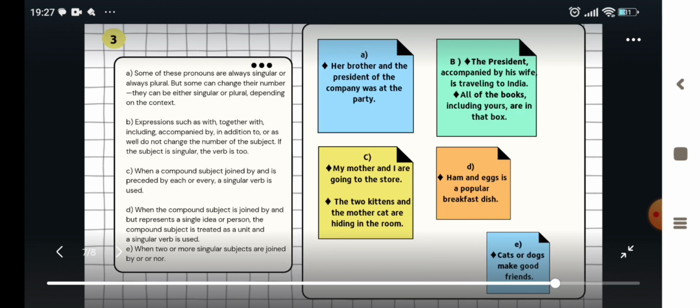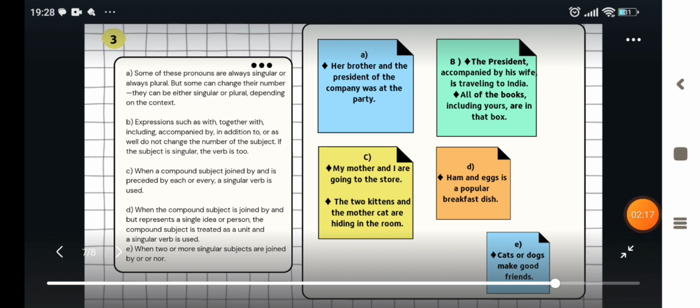Next, third, we have compound subjects. For example, we have some of these pronouns that are always singular or always plural, but some can change their number. They can be either singular or plural depending on the context. For example, her brother and the president of the company was at the party. Okay. Third, expressions. Sorry, give me a moment, please.